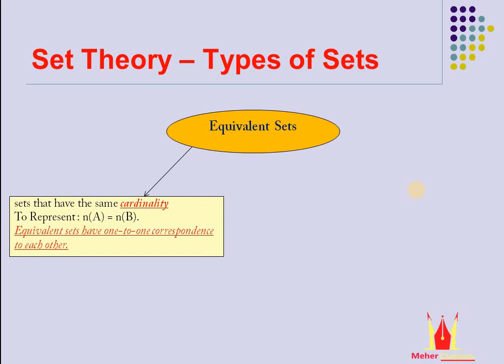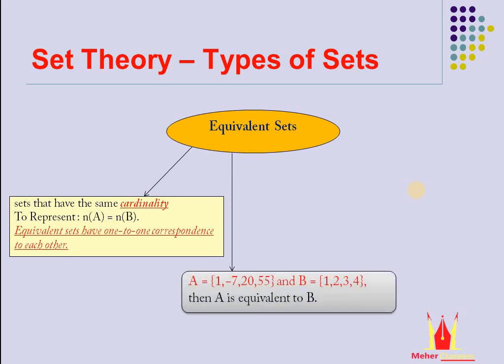Now let's talk about equivalent sets. Equivalence of sets is basically determined by the cardinality of the set. So irrespective of the order, irrespective of the type of elements the two sets contain, the cardinality should be the same. Let's have an example of sets A and B. I have 1, -7, 20 and 55 in set A and 1, 2, 3 and 4 in set B. Then A is said to be the equivalent set of B.